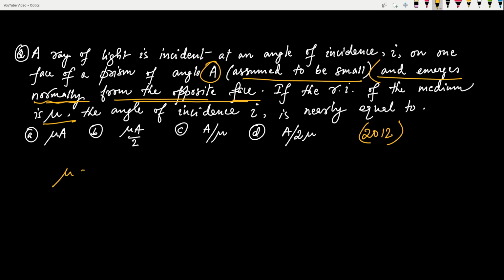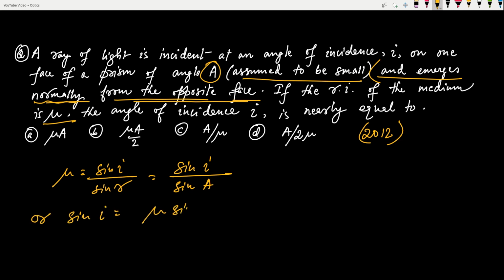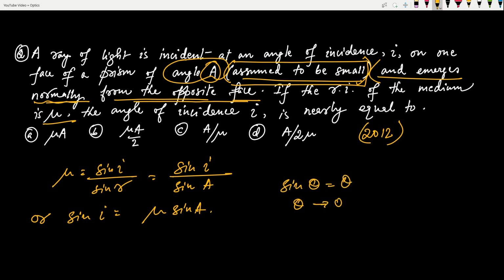So you can directly write mu is equal to sine i by sine R, and since the ray is at 90 degrees to the second surface, R will be equal to A. Therefore, we directly write sine A. So sine i is equal to mu sine A, isn't it? Now let's look into this condition. It says assumed to be small, that is, the prism angle is small. Whenever the angle is small, we can write sine theta is equal to theta when theta tends to 0, that is, theta is very small. This is the condition we have already learned in our previous video.